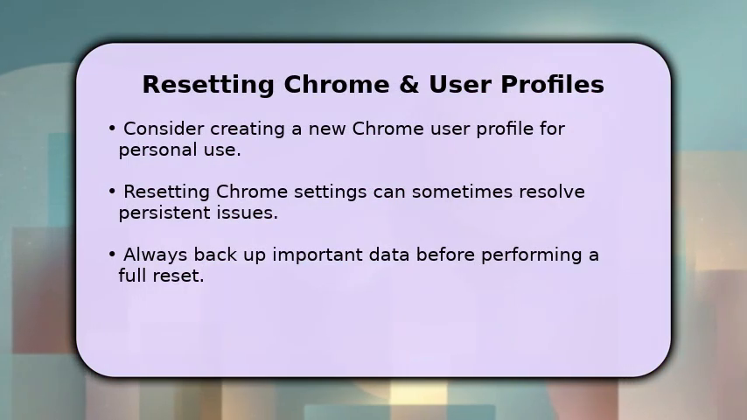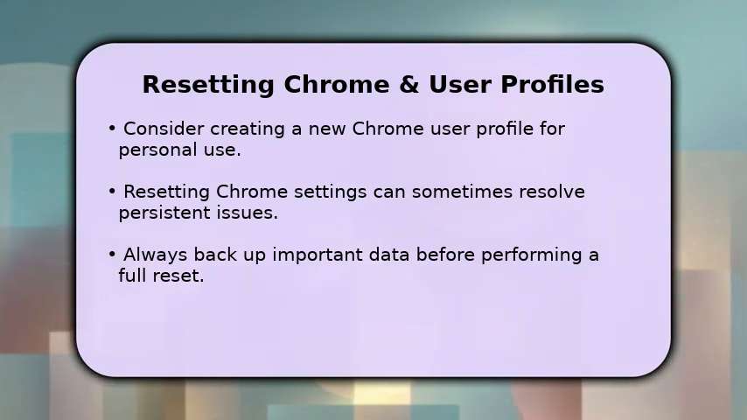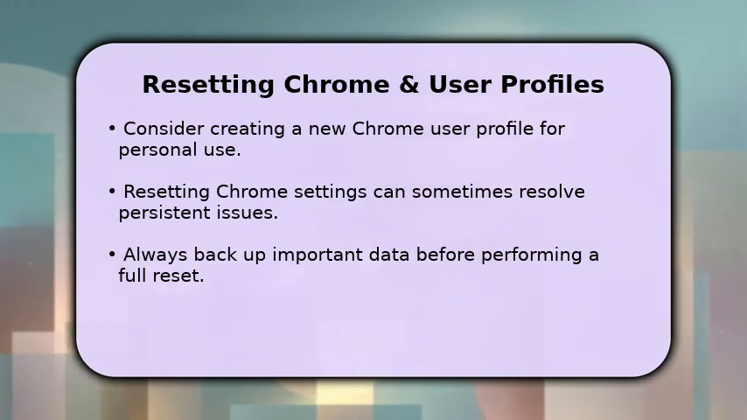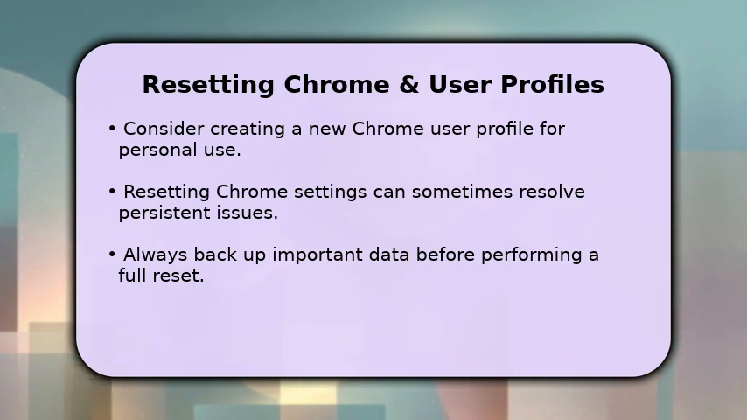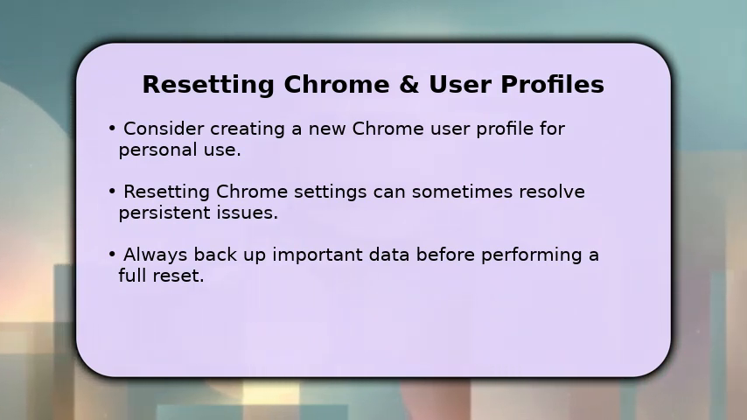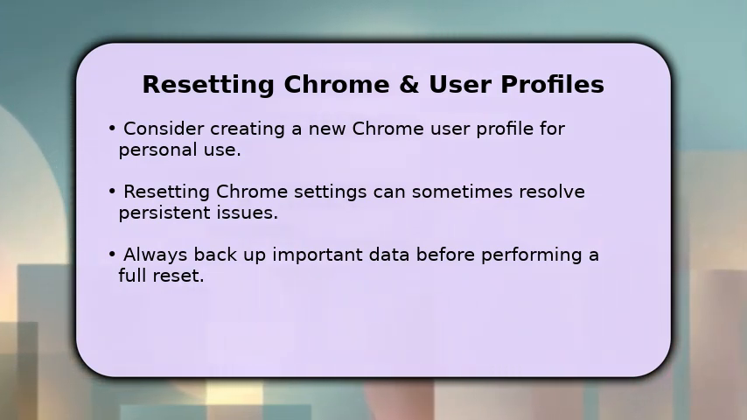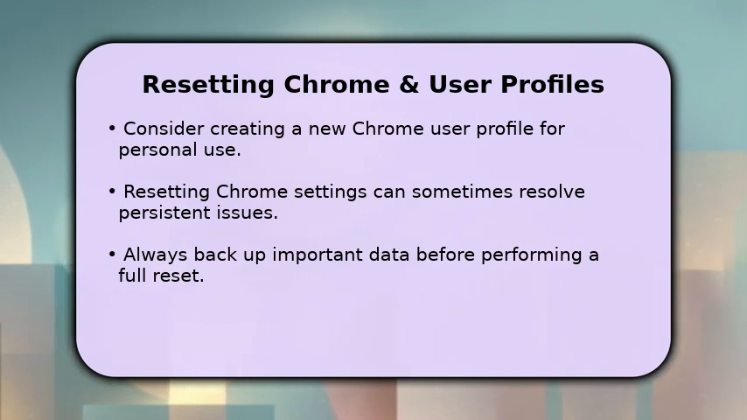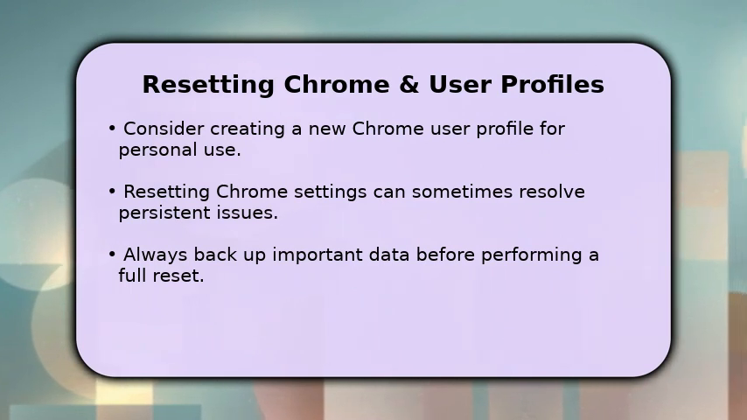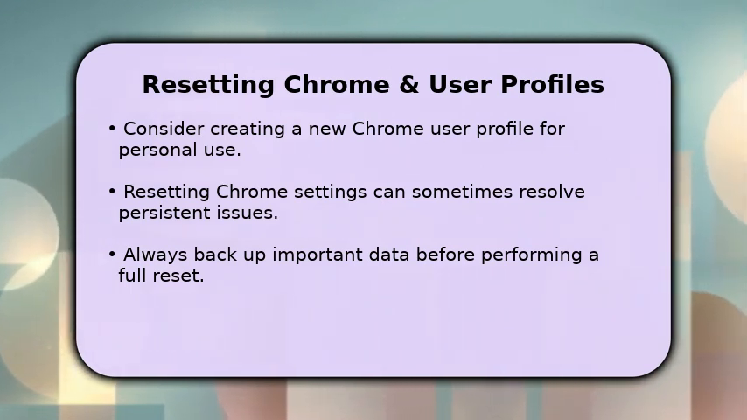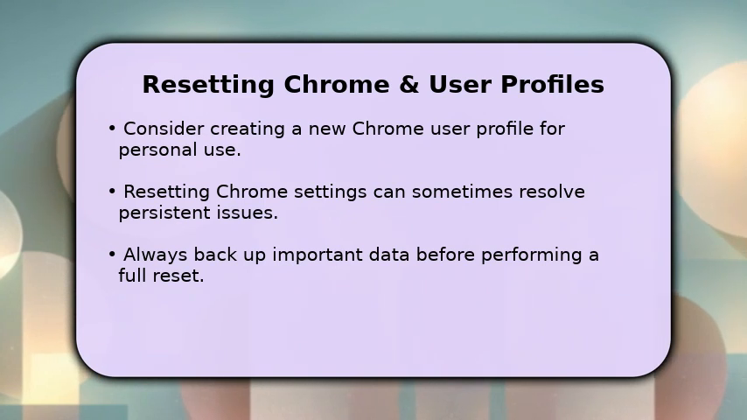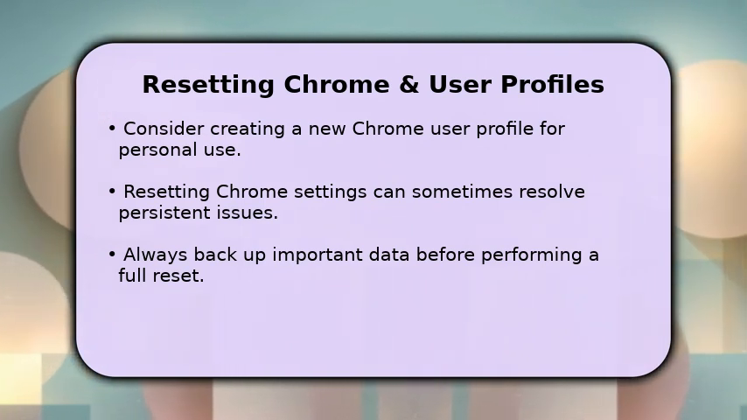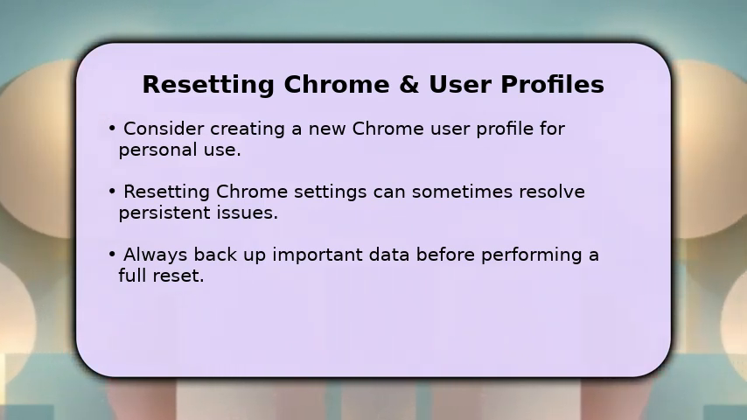If you're still having trouble, or if you want a completely fresh start, consider creating a new Chrome user profile. This separates your personal browsing from any school-related accounts. Alternatively, you can reset Chrome settings to their original defaults. Go to Settings, then Reset Settings, and confirm. Remember, this will disable all extensions and clear temporary data, but it won't delete your bookmarks or passwords.